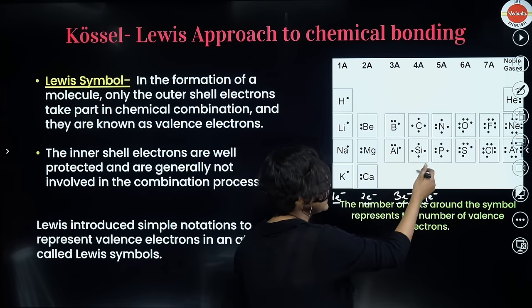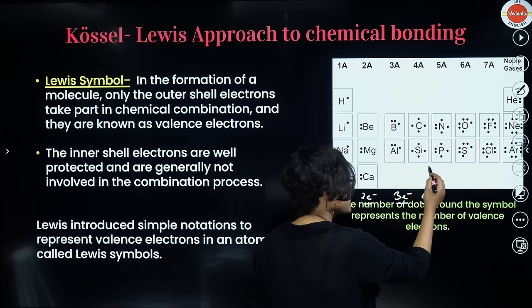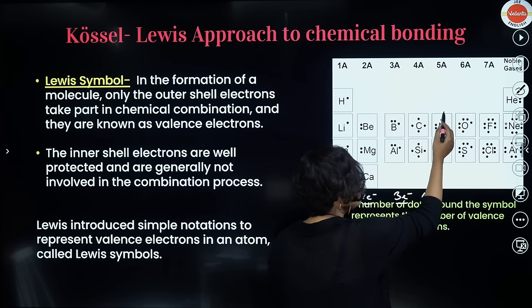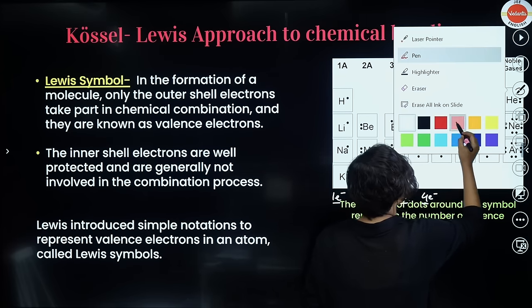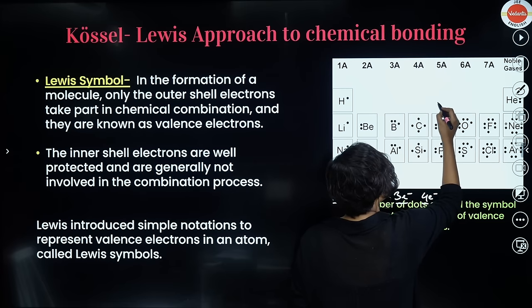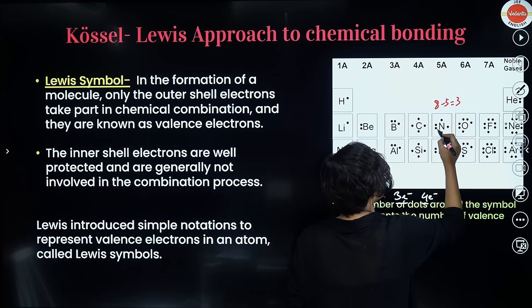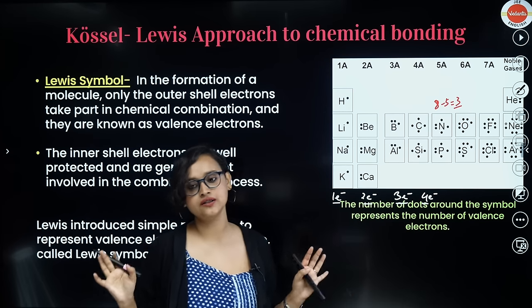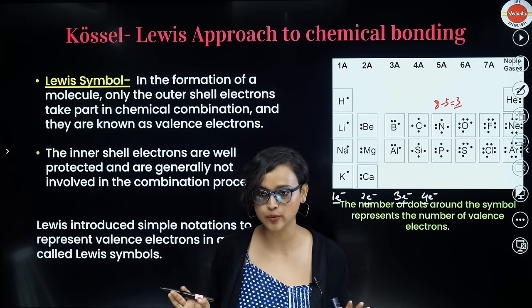Now, here the valence electrons are 5. What is the valency? The valency here would be, my dear student, what you have to do is 8 minus 5. So, that means it is 3. 1, 2, 3, 4, 5. Right? Valency is 3. Valence electron is 5. Get my point?